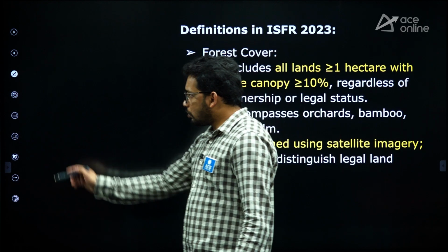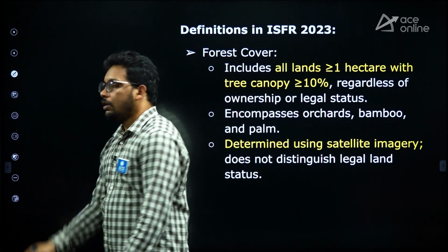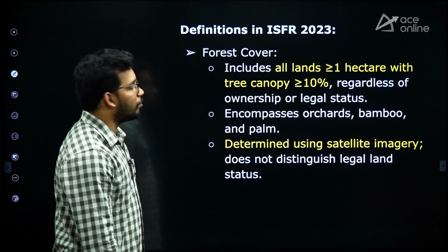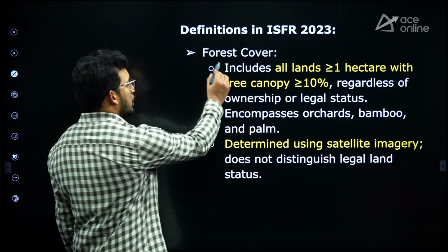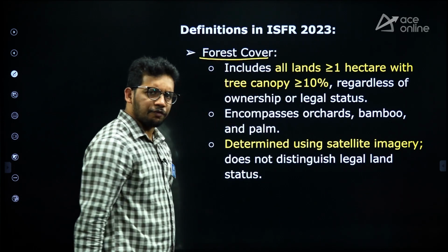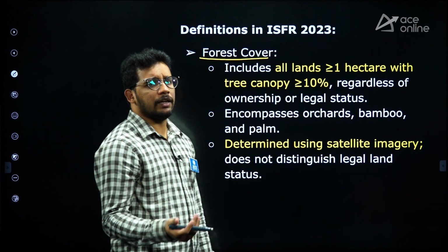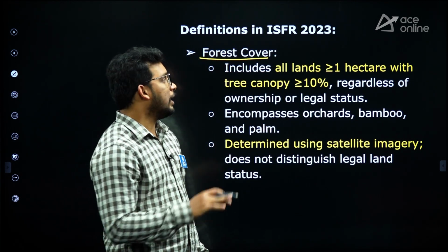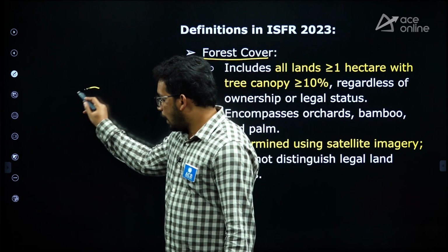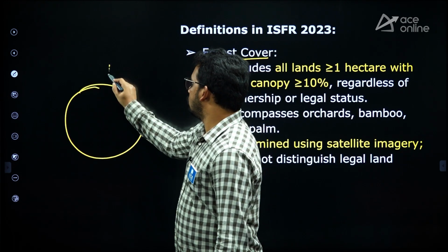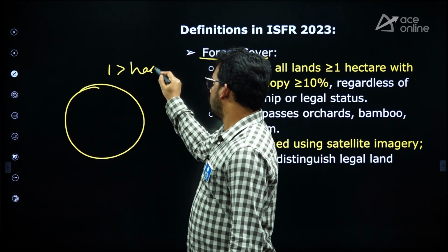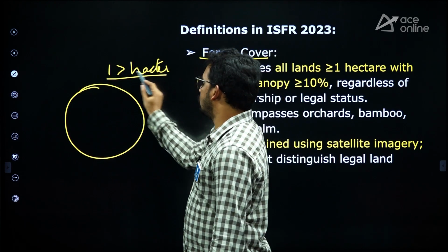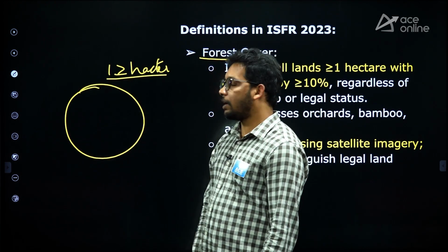Now let's know the definitions. We have seen the different land utility purposes. Now we have some definitions, very important ones. Forest cover. What is forest cover? How can a land or any region be classified as a forest in India? That is, any land should be at least more than 1 hectare. The land area should be at least equal to or more than 1 hectare.